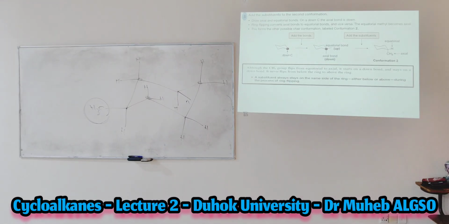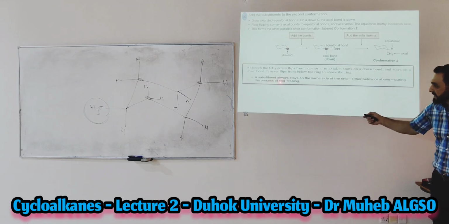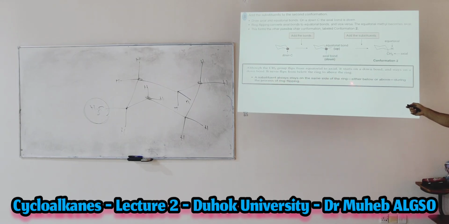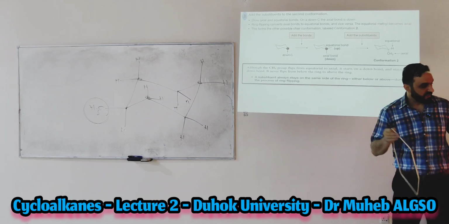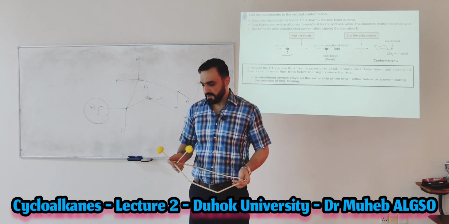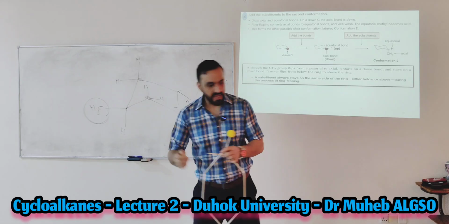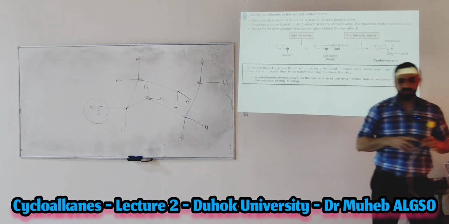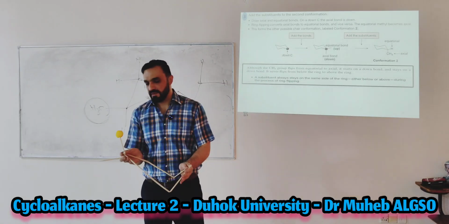Okay? So, as it says, the CH3 group flips from equatorial to axial. It starts on a down bond and stays on the down bond. It never flips from below the ring to above the ring. Okay. A substituent always stays on the same side of the ring. For example, here, this is the hydrogen and this is the methyl.